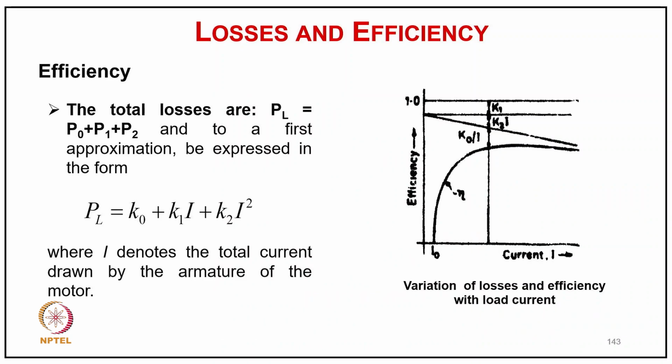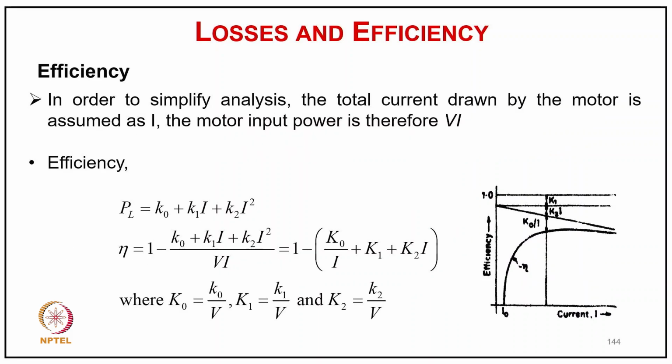Now coming to efficiency, the total losses are P_L equal to P0 plus P1 plus P2, and as a first approximation can be expressed in the form P_L equal to K0 plus K1 I plus K2 I square, where I denotes the total current drawn by the armature of the machine. You can see in the diagram how the different losses typically vary. Now in order to simplify the analysis, total current drawn by the motor is assumed I, and motor input power is therefore VI. With P_L equal to K0 plus K1 I plus K2 I square, the efficiency is 1 minus (K0 plus K1 I plus K2 I square) divided by VI.